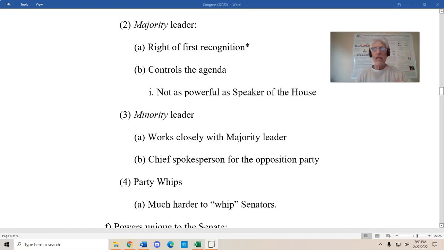And the minority leader winds up being the chief spokesman for the minority party. Also, just like in the House, there are party whips for both parties. These are the ones who sort of whip people into shape. But the thing to know is that it's much harder to whip senators. It's much harder to sort of try and put pressure on them. Senators are very, very powerful, and if you push them too hard, you'll piss them off, and you don't want to do that.